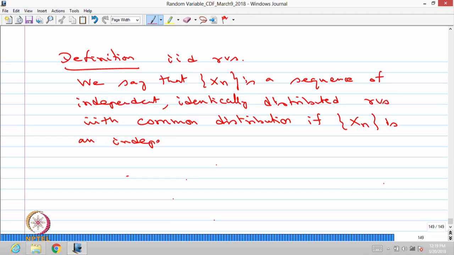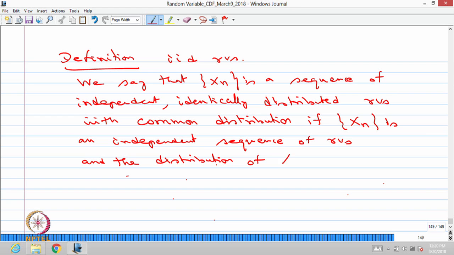independent sequence of random variables and the distribution of each random variable Xn are the same.